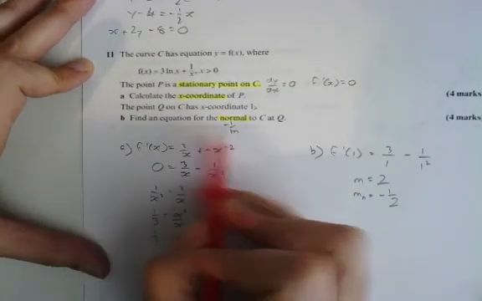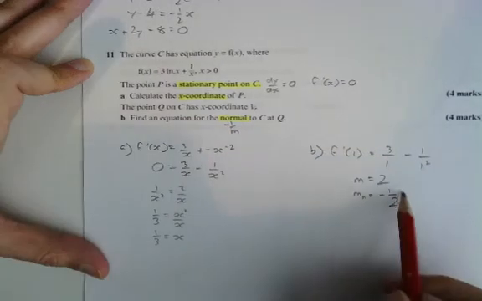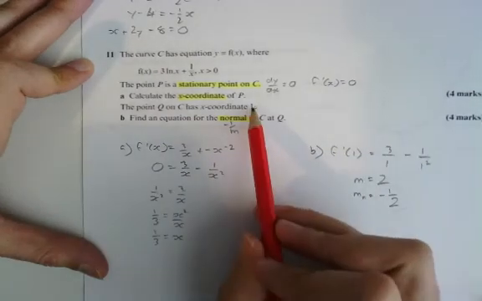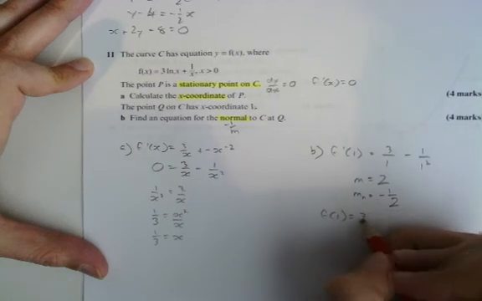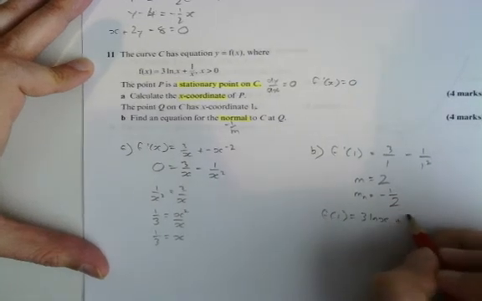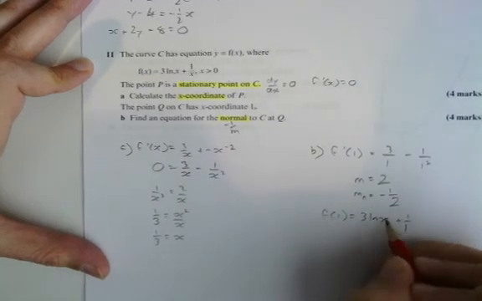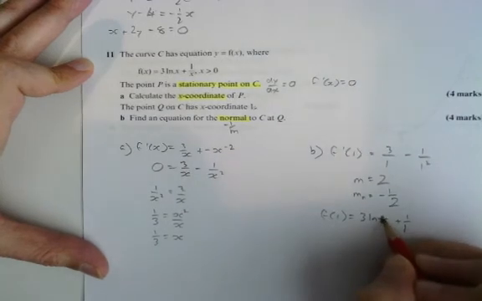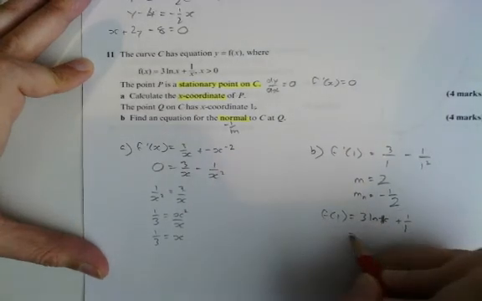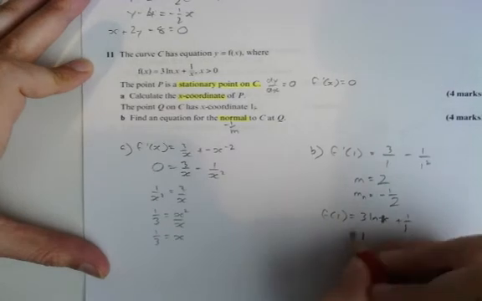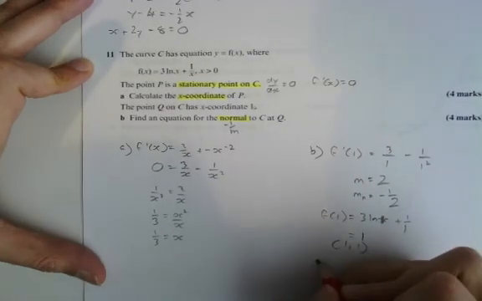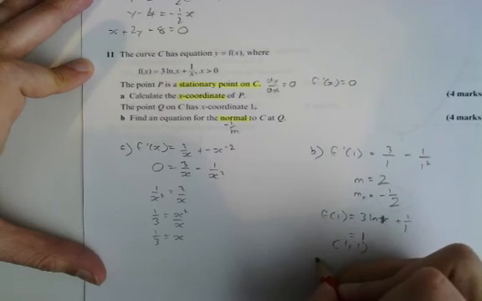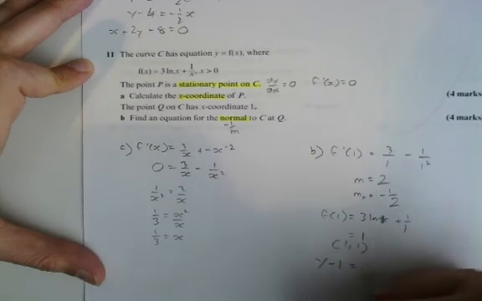And then, remember, I need a full coordinate to be able to figure out the equation of a line. Now I've got my gradient. I've also got an x value, so I need the y value. So I'm going to do f of 1, 3 log of 1 plus 1 over 1. Log 1 is 0, so f of 1 is just going to give me 1, which means that my coordinates are 1, 1.